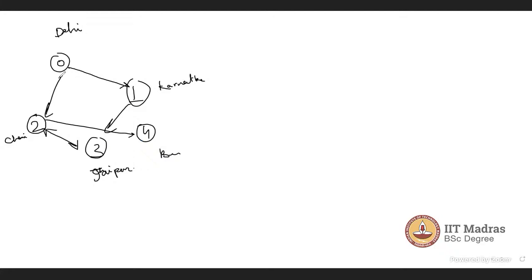Now I'll create a matrix, which is called the adjacency matrix. So this is graph G.